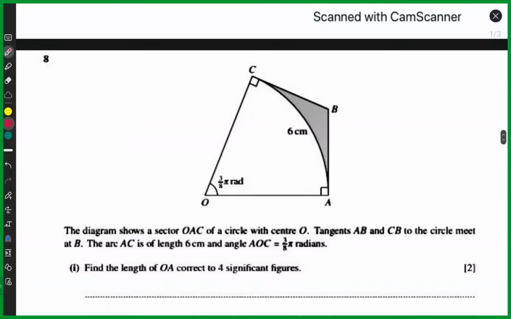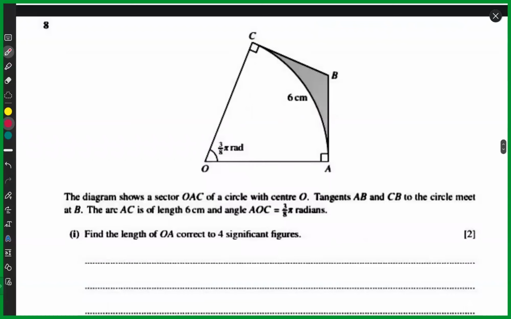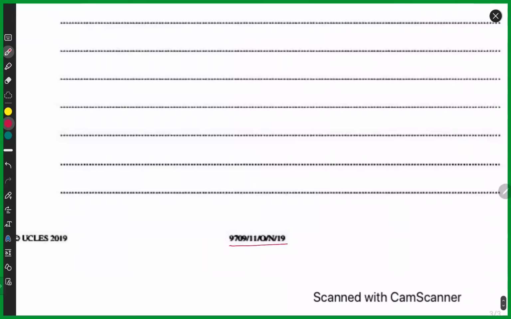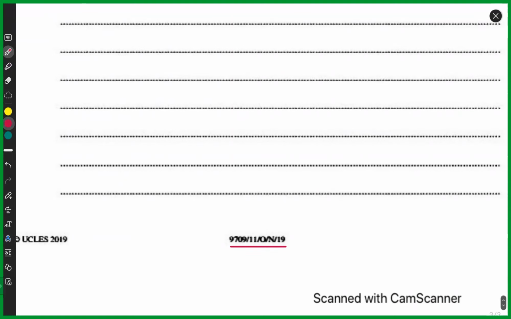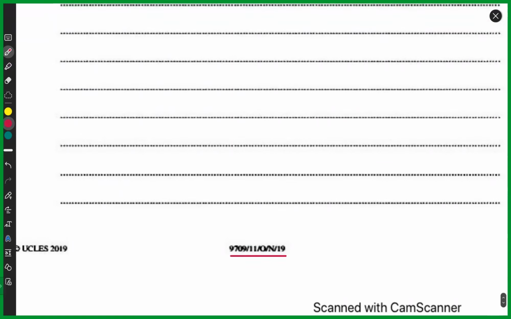Okay. Now, for this question again, we are going to use the same rules. Let's read the question and then we'll talk about it. Rafe, here's the paper details. Miss, I took the screenshot. It's 9709/11/October/November/19.